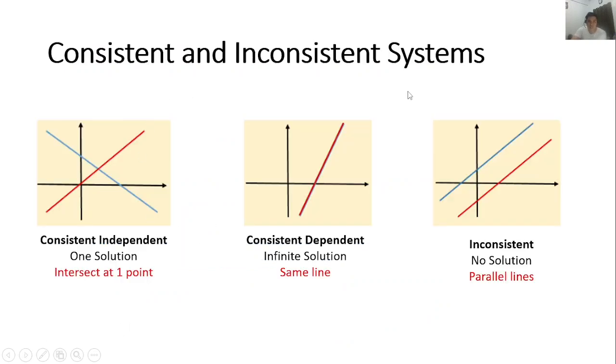For consistent and inconsistent systems, so we have first consistent independent, meaning we have one solution. As you can see here in the graph, we only have one point of intersection. The second illustration is called consistent dependent. Infinite solutions, same line. So two lines have the same graph. The third one is inconsistent. No solution. As you can see here, two lines are parallel because there is no intersection, so there is no solution.